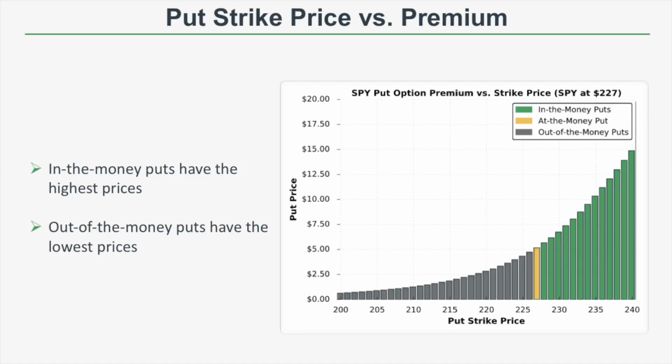Now that's because first there's no value of selling shares at a lower price than the current share price, and also at lower and lower strike prices, there's a lower probability that the put will be valuable at expiration. So for example, the 215 put has a higher probability of being valuable at expiration than the 200 put, and that explains why the 215 put has more premium than the 200 put.